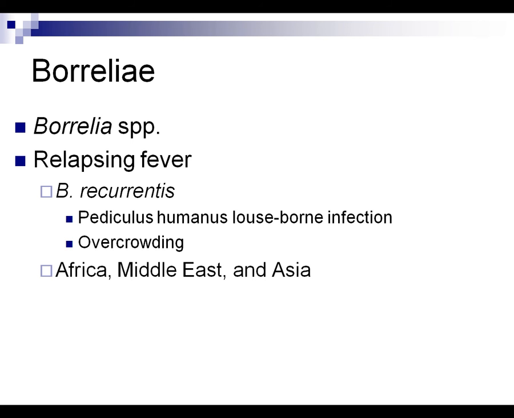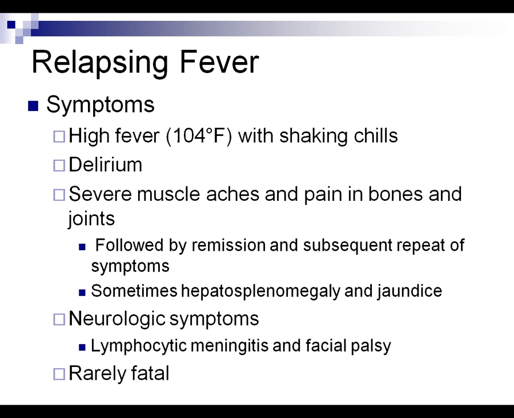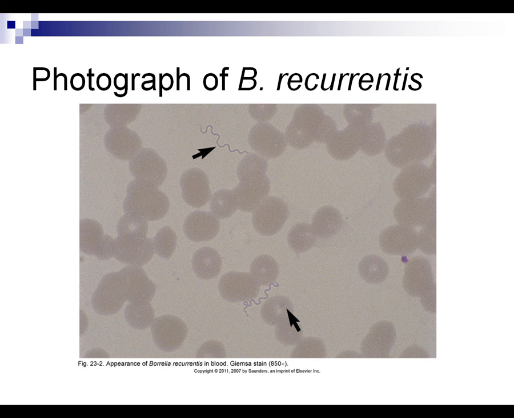Borrelia causes relapsing fever. In Borrelia recurrentis, we see bouts of fever, and then the fever will go away, and then it will come back, and then it will go away, and it will come back. This will recur over and over again. It is a louse-borne infection, and it is typically seen in overcrowded areas in Africa, the Middle East, and Asia. Here we see high fever with shaking chills, delirium, muscle aches, very rarely fatal, but difficult to suffer through. So here's the Borrelia recurrentis, spiral-shaped rods.